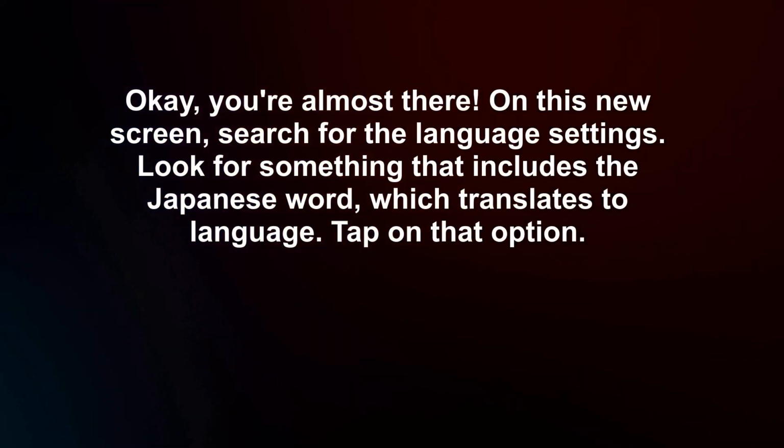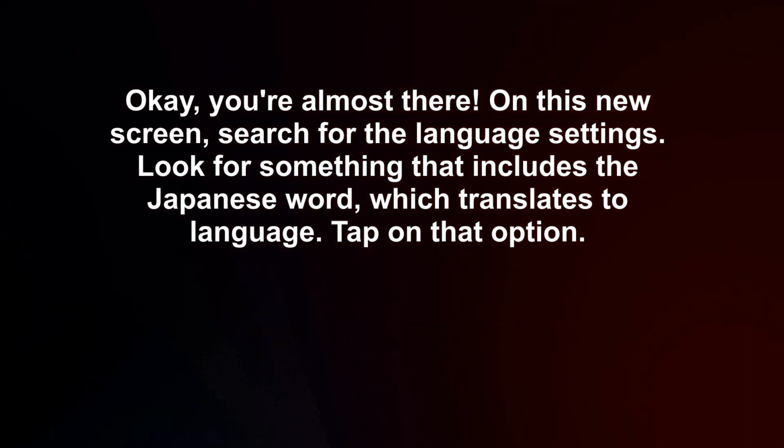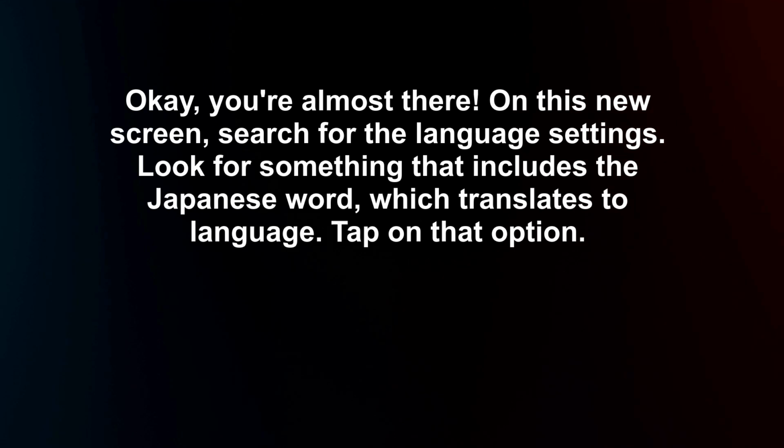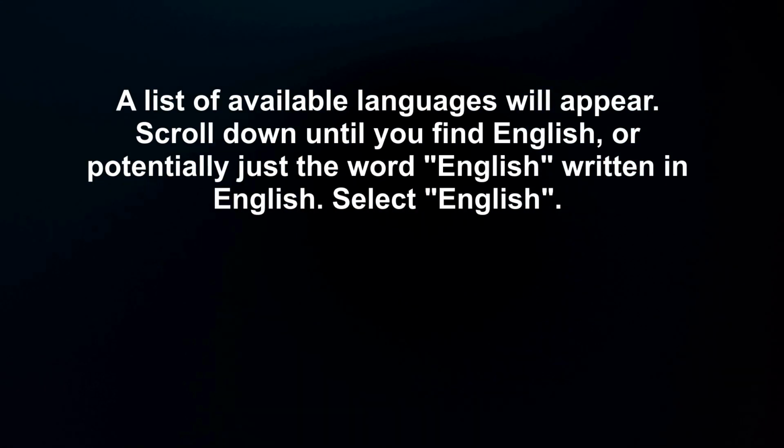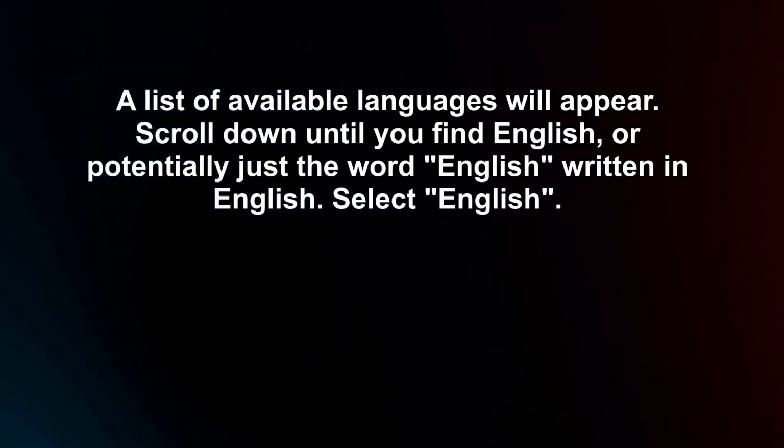On this new screen, search for the language settings. Look for something that includes the Japanese word, which translates to language. Tap on that option. A list of available languages will appear.